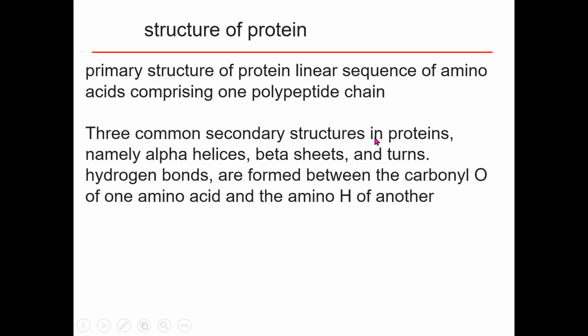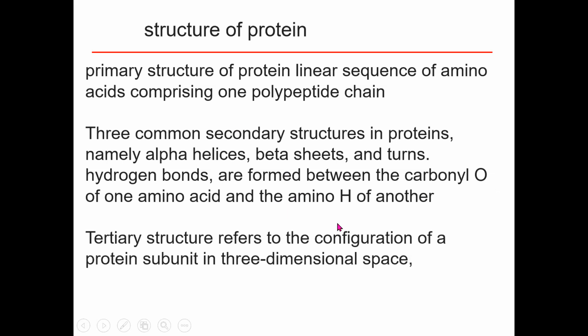Then you have secondary structure. This is alpha helices. That means it will be looking like round and round, going like a helix, right? Helix, beta sheets and turns. They're all connected by hydrogen bonds between the carbonyl O and the amino H. These are called the secondary structure of a protein. Then the tertiary structure is the three-dimensional structure of the protein actually. That is the tertiary structure.